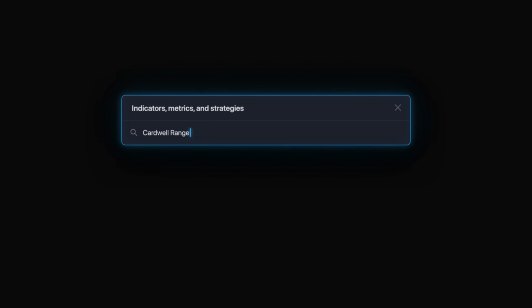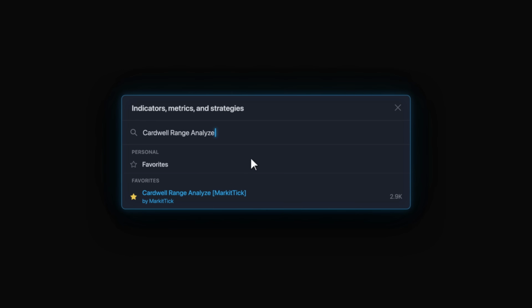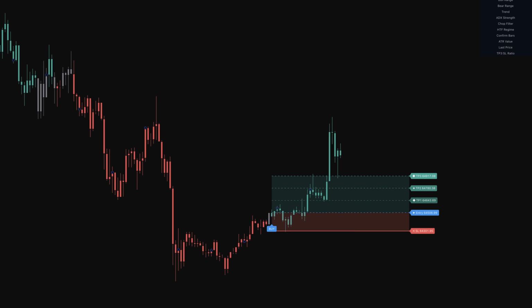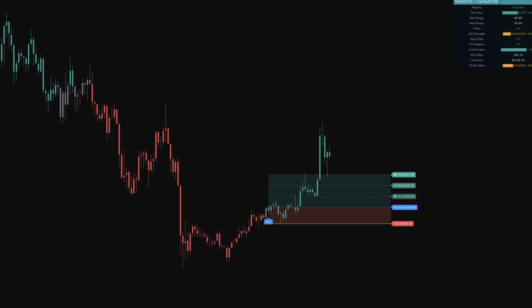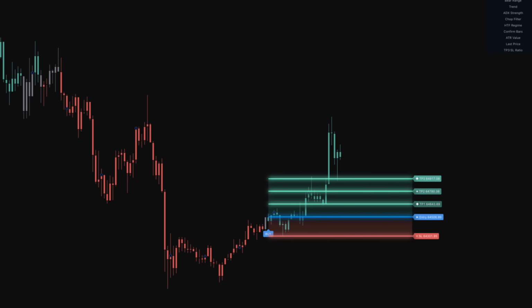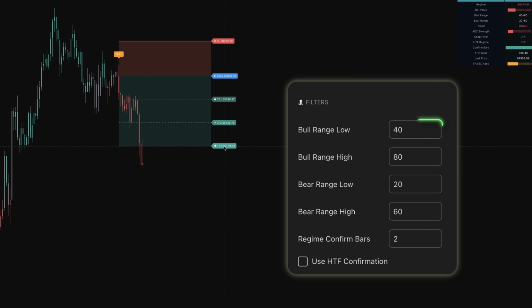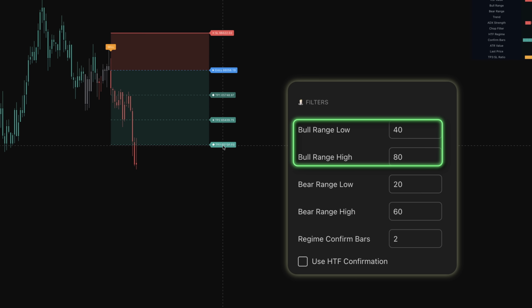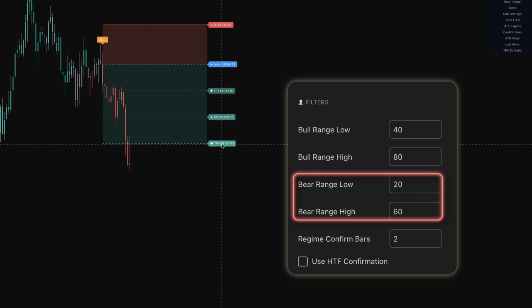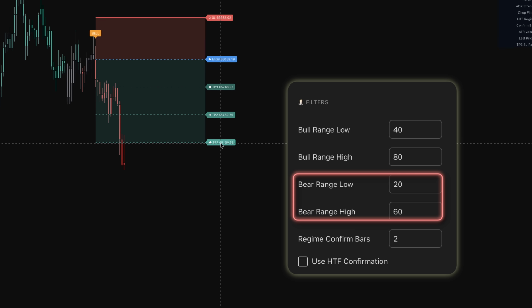Cardwell Range Analyze, created by MarketTick, is a trend and momentum tool that pairs an RSI range model with a moving average trend filter, then attaches a full set of trade levels to every signal it prints. Its default settings treat 40 to 80 as the bull range and 20 to 60 as the bear range, and both bands are adjustable inputs.